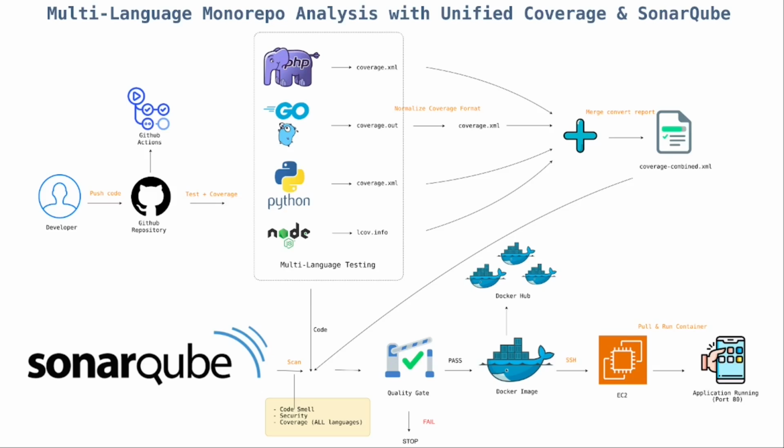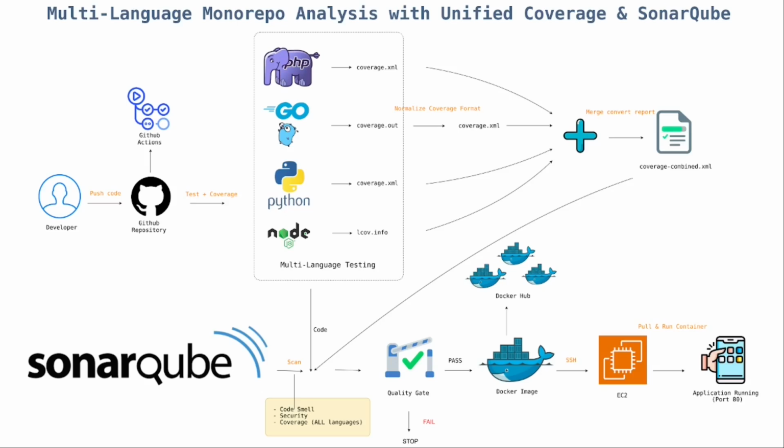6. Quality gate evaluation. After the analysis is complete, SonarQube evaluates the result using a quality gate. If all conditions are met, such as minimum coverage, no critical bugs, and acceptable code quality, the pipeline passes. If any condition fails, the pipeline stops immediately. This step acts as a control mechanism to prevent low-quality code from moving forward.